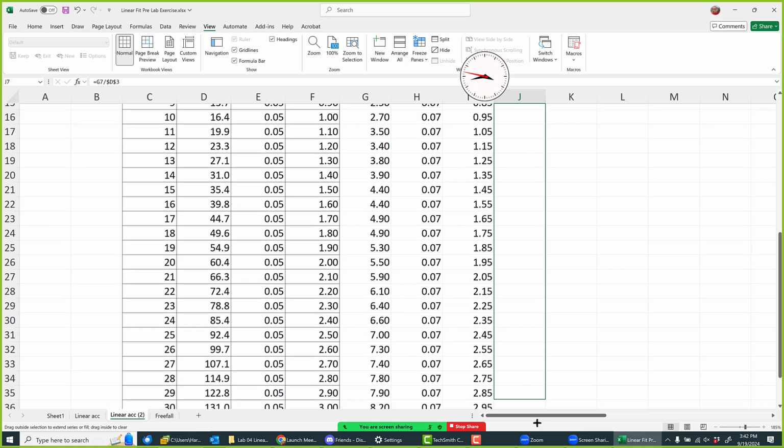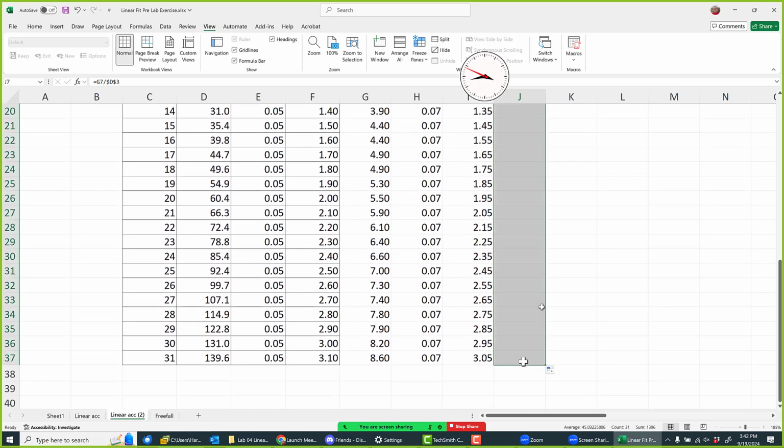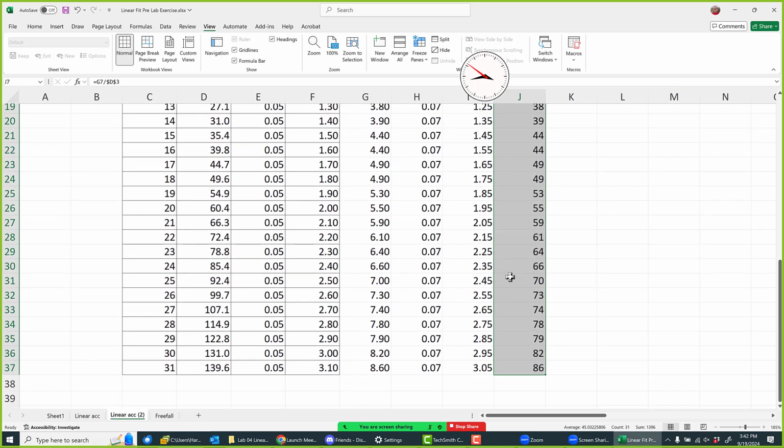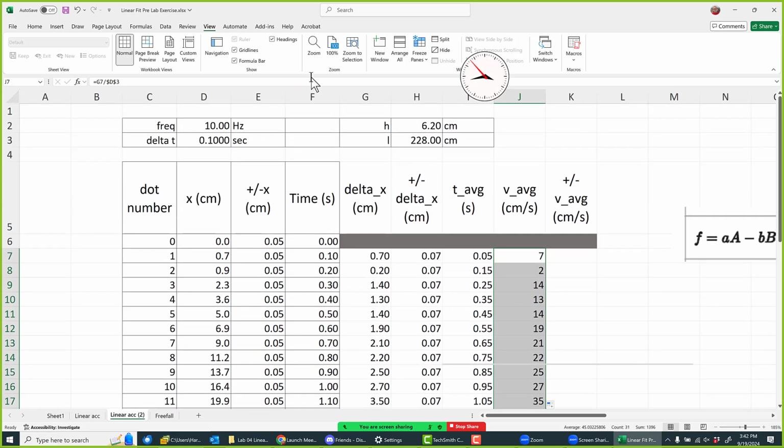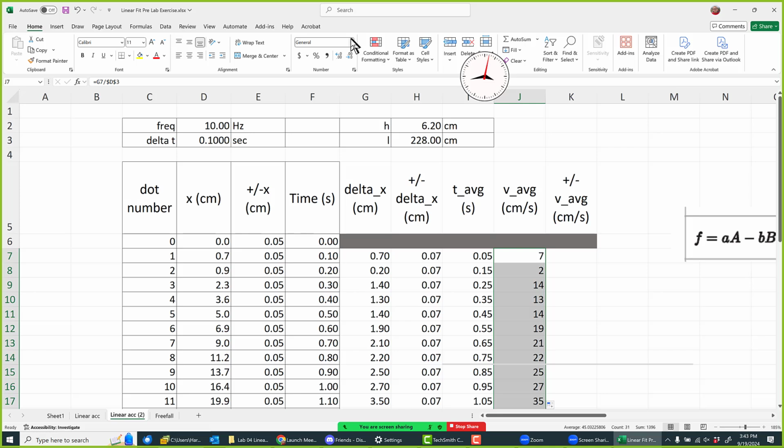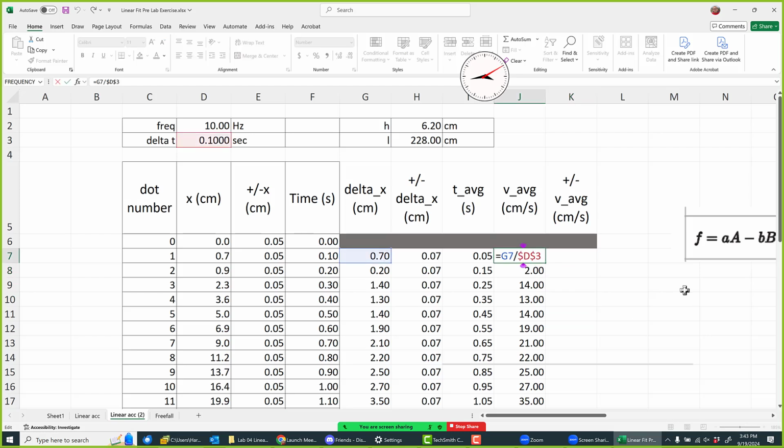And then I fill it. And it's going at a pretty good clip there by the end, okay. Let's see what the format is. General, no, we want it to be a number. And there we go. Now you can see that again.